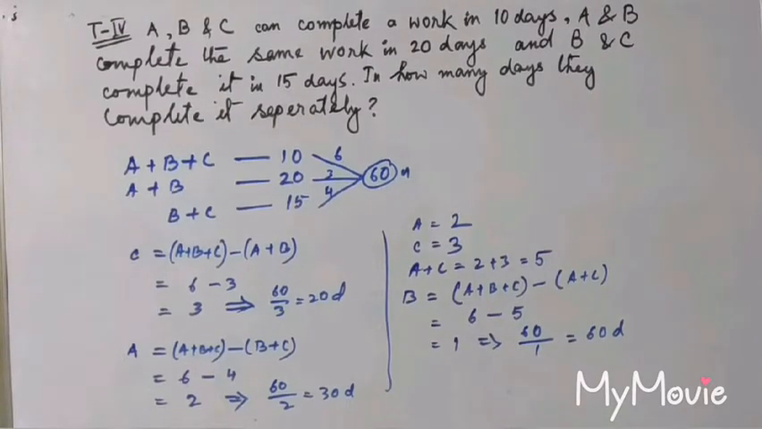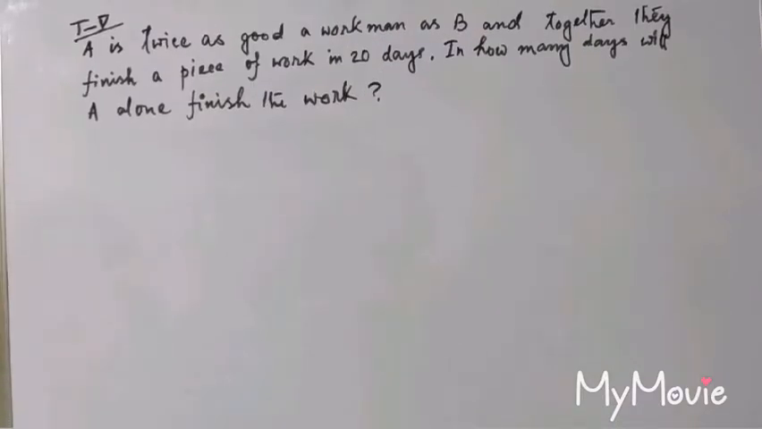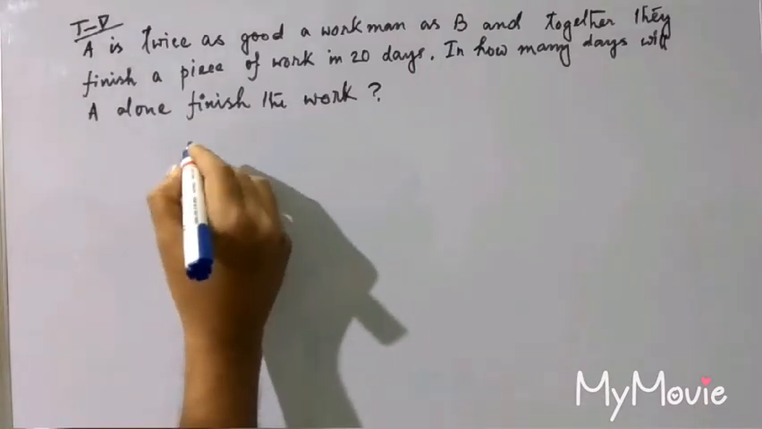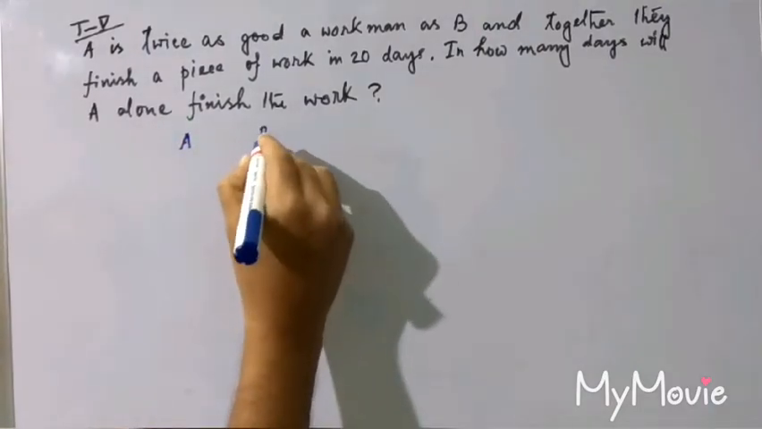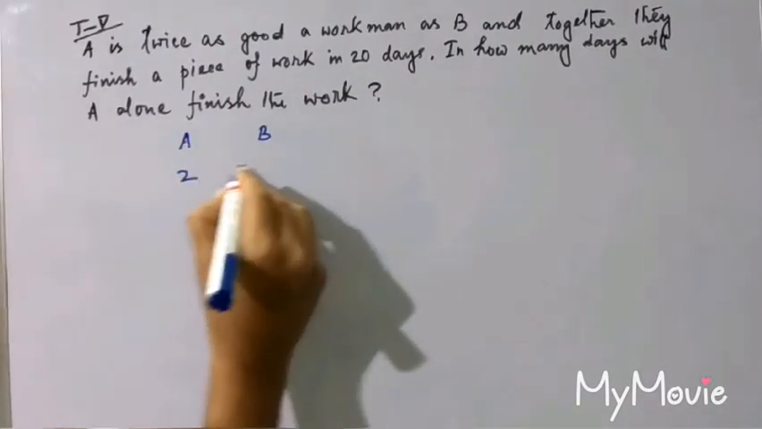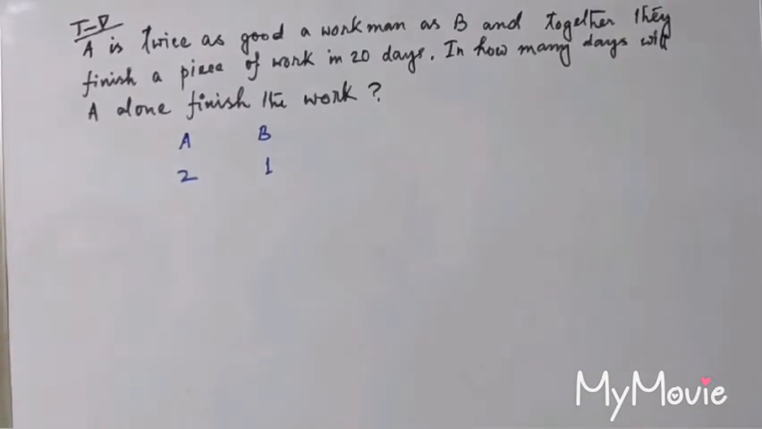Now let us get to the problems of the new episode. A is twice as good a workman as B, and together they finish a piece of work in 20 days. In how many days will A alone finish the work? Now here in this case, we should write A's unit of work and B's unit of work like this, which are in a ratio of 2:1.